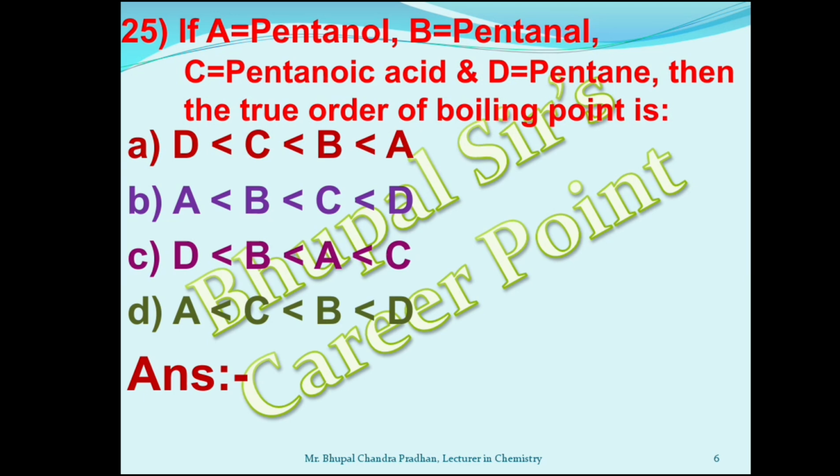Again, in comparison to alcohol, the boiling point of carboxylic acid is more because it forms stronger hydrogen bond and forms a cyclic dimer. So the boiling point will be highest for C and lowest for D.